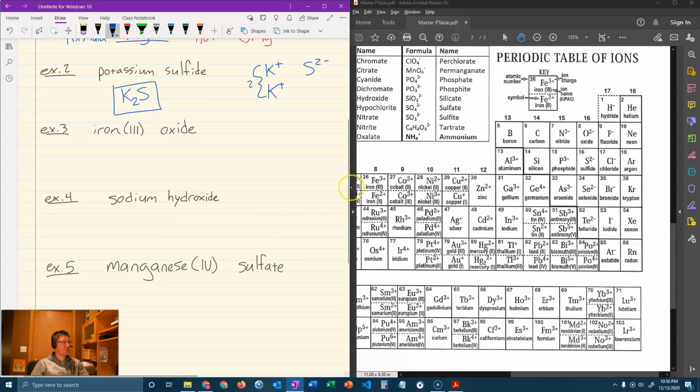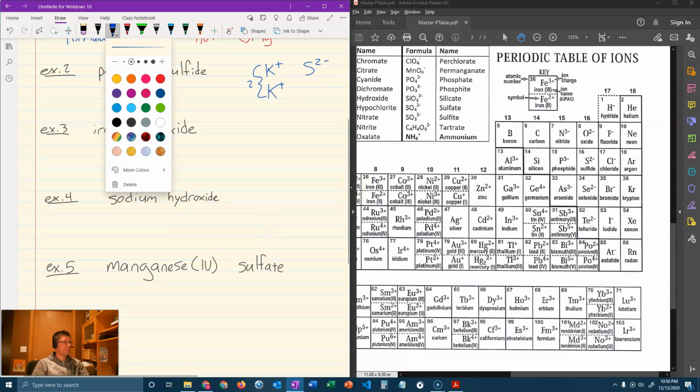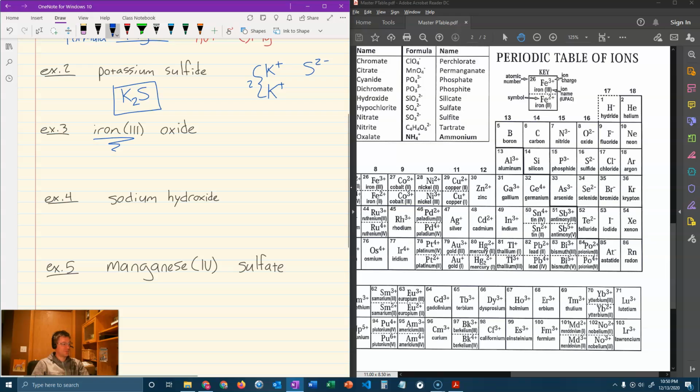Okay, let's take it up a notch here. I've got iron 3 oxide now. This is an example with a transition metal. You know it's a transition metal right away because it's got that Roman numeral in it. So here is iron 3, and as expected it's Fe3+. Just like before, I'm going to use my little scratch paper area to start out with the cation. The anion is oxide, and oxide is over here, number 8, O2 negative.